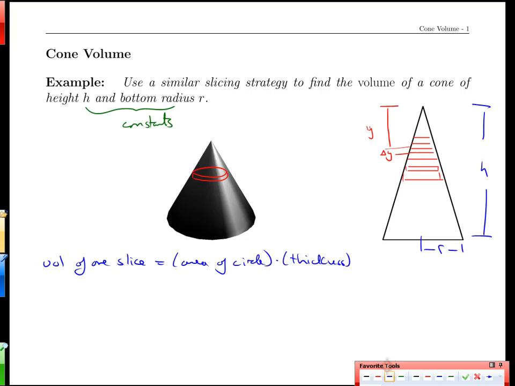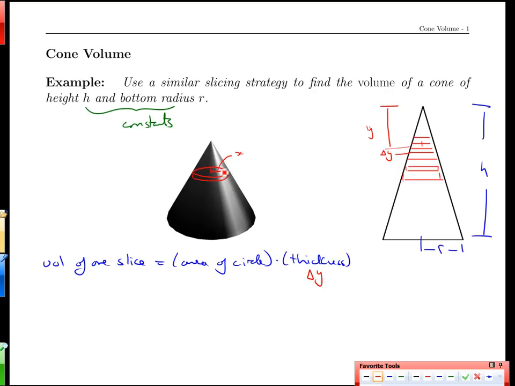Likewise, we need to worry about the area of the circle. So the thickness is good, delta y. Now we need to imagine the area of this circle. For that we need the radius, and we already have an r, so let's not use r. We've used y, so let's call this distance here x.